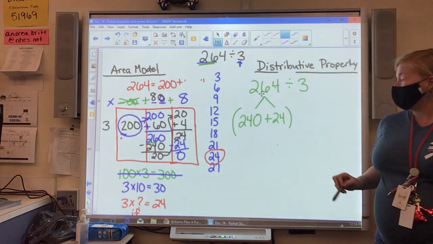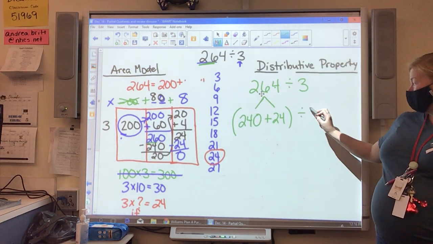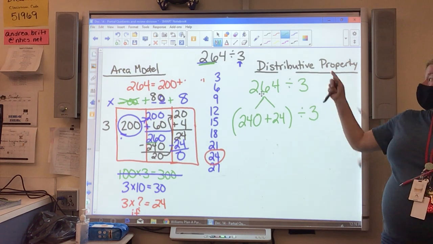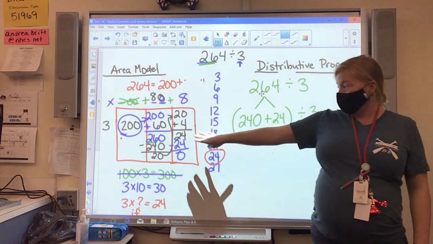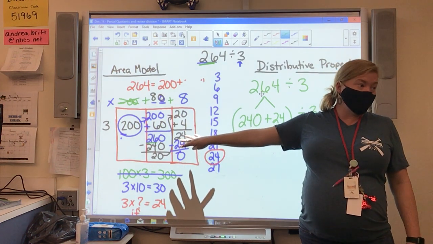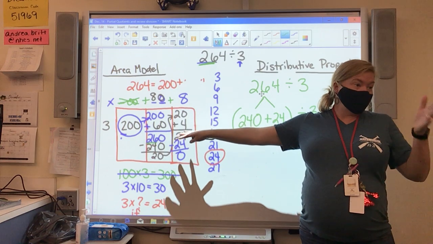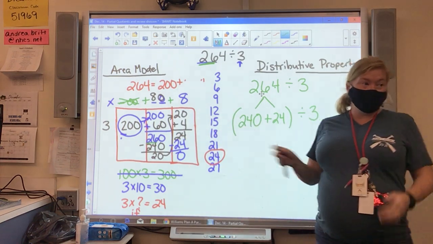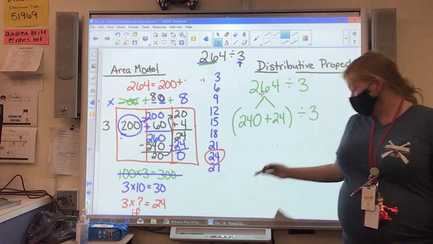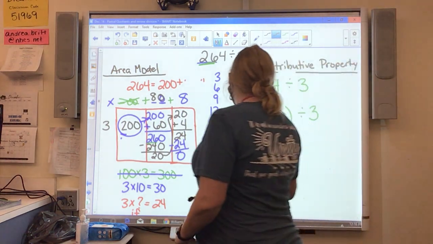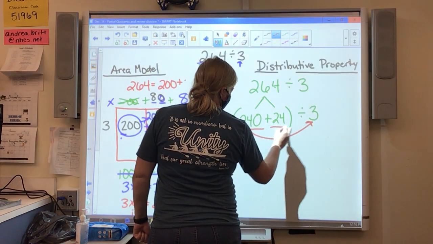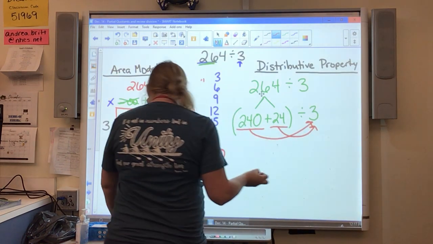Put that in parentheses and write divided by 3. Okay? So, distributive property, you just don't use the boxes and you don't use hundreds, tens, and ones place. You just go ahead and break it up into something that is easily divisible. So we rewrite this. We're going to distribute. We're going to say 240 divided by 3 and 24 divided by 3.